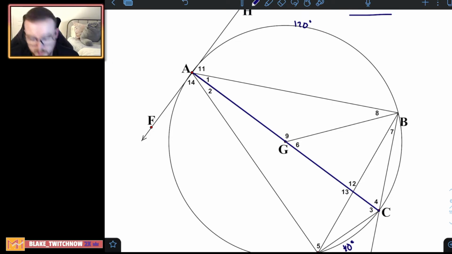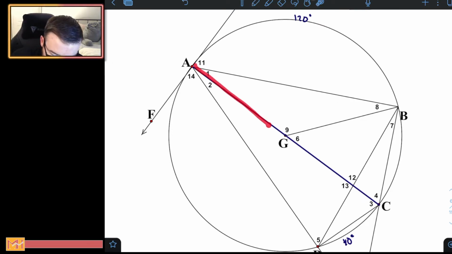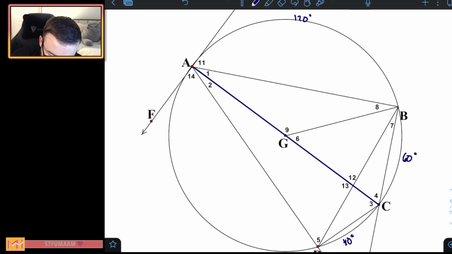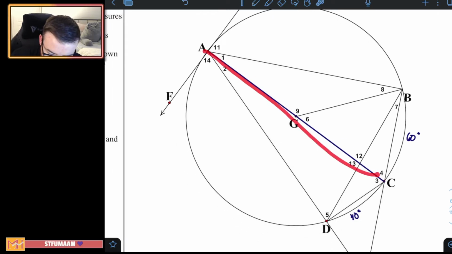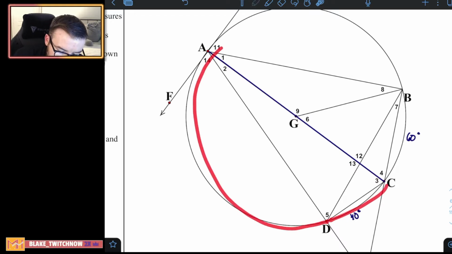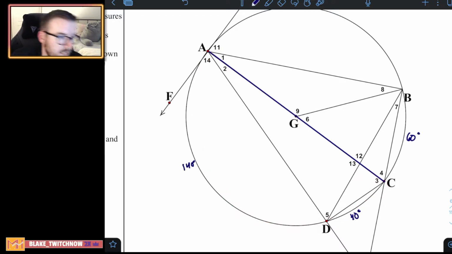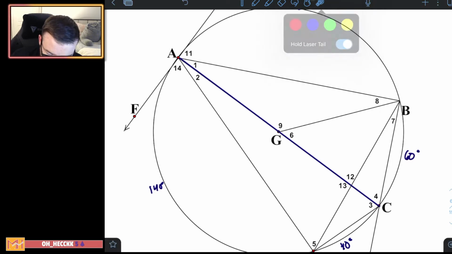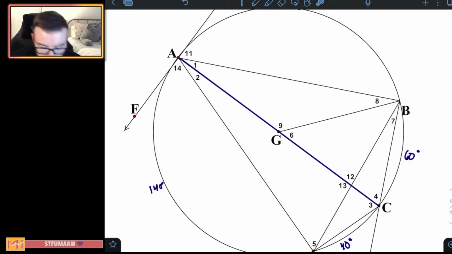Let's find all of the arc measurements that are left over. So AC is the diameter, making a semicircle. 120 and 60 make 180. And then there's the semicircle on the other side for a total of 180. We already know this portion is 40, so the rest of it has to be 140. And now we have our entire circle, 360 degrees. So I just filled in 60 and 140. Now that we know the arcs, we can start to solve for a lot of these angles.